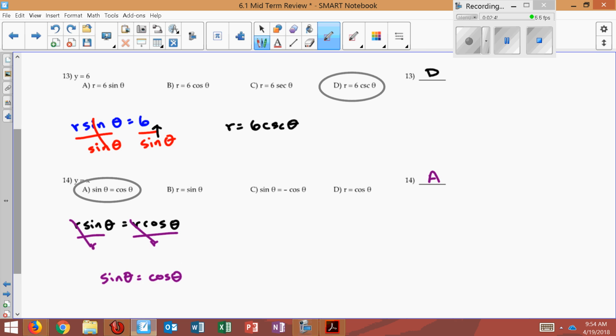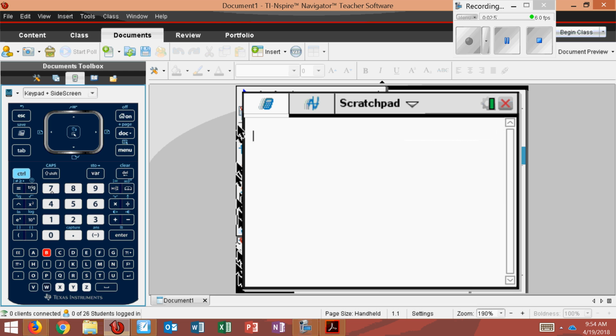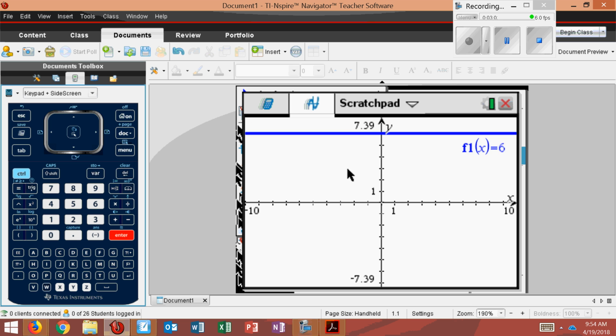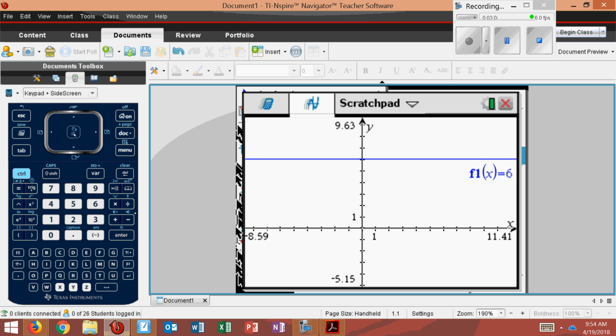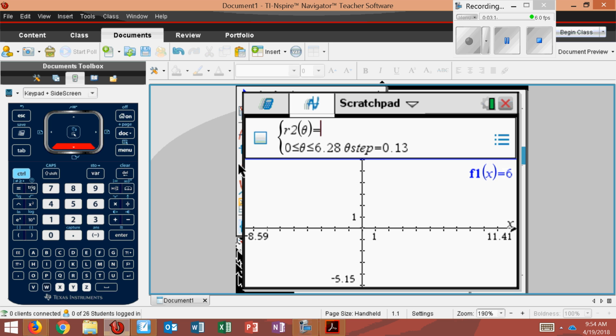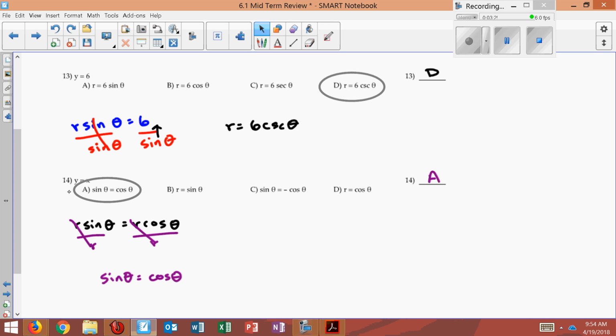Now, how can we check this? Well, we could try to go and graph these. So here we'll say y equals 6. I'll go to my graph. And I'm going to type in y equals 6, which is y is the same thing as f of x. And I get this horizontal line. And now I'm going to type in the polar equation, r equals 6 CSC theta. So menu, graph entry, polar. And I'm going to type in 6 CSC theta. And notice it's the same line. So the graph matches. And then here, y equals x, that's a diagonal line.